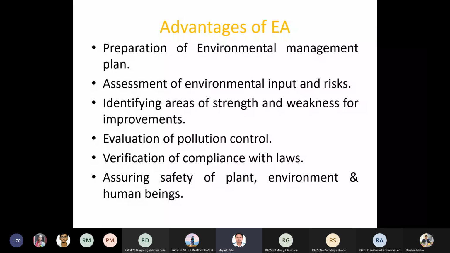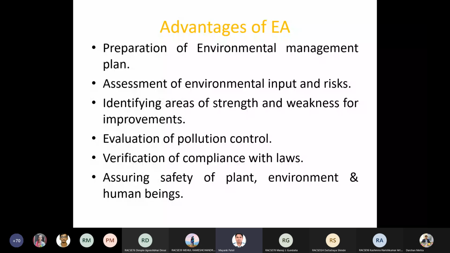evaluation of pollution control, what the current status of your pollution control strategies is, and verification of compliance with the laws, then assuring the safety of plant, environment, and human beings. So when you are producing something with the help of humans, right, the safety of humans is the prime priority. So how safe your plant is, that also you will check by assessing the risk involved in the process. Then advantages of EA.